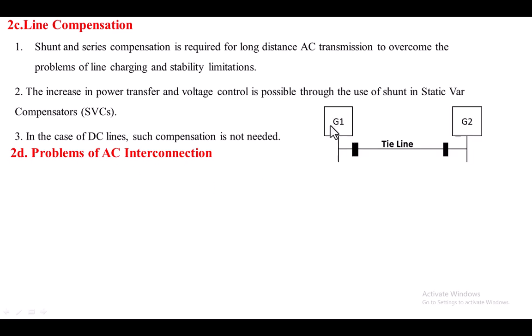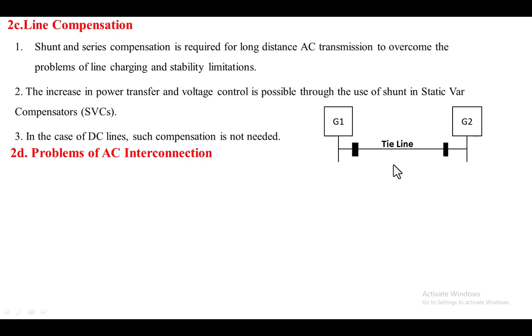That's the problem of AC interconnection. We have two AC generation stations. This is one generation station, this is another generation station. We are connecting these two generation stations by means of a tie line. Why do we connect them by a tie line? Suppose one generation station does not have that much power, we can take it from the other generation station through the tie line. That power adjustment we can make by means of a tie line.